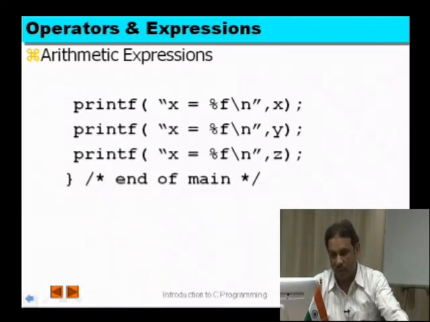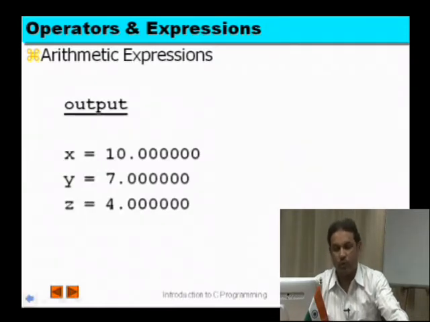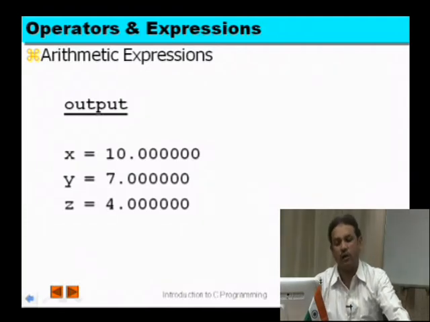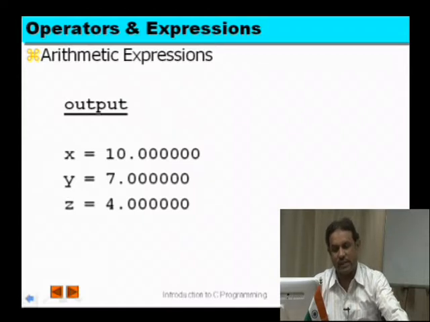So here we are printing the value of x is equal to percentage f, y is equal to percentage f and z is equal to percentage f. The value of x, y and z will be printed here. So the output of this program will be x is 10, y is equal to 7 and z is equal to 4.0. As you declared it as a float, after the decimal point you will have 6 zeros being printed there. Yes, that is an example for arithmetic expression.